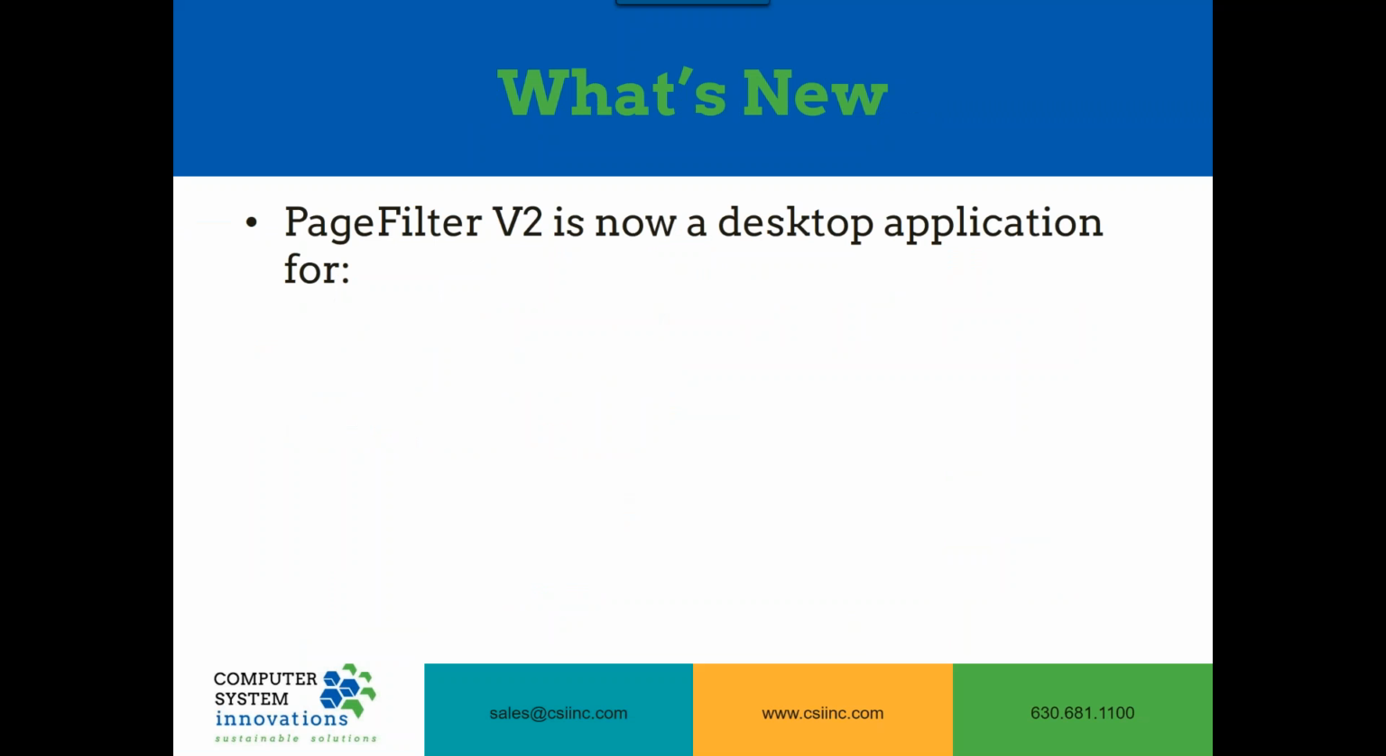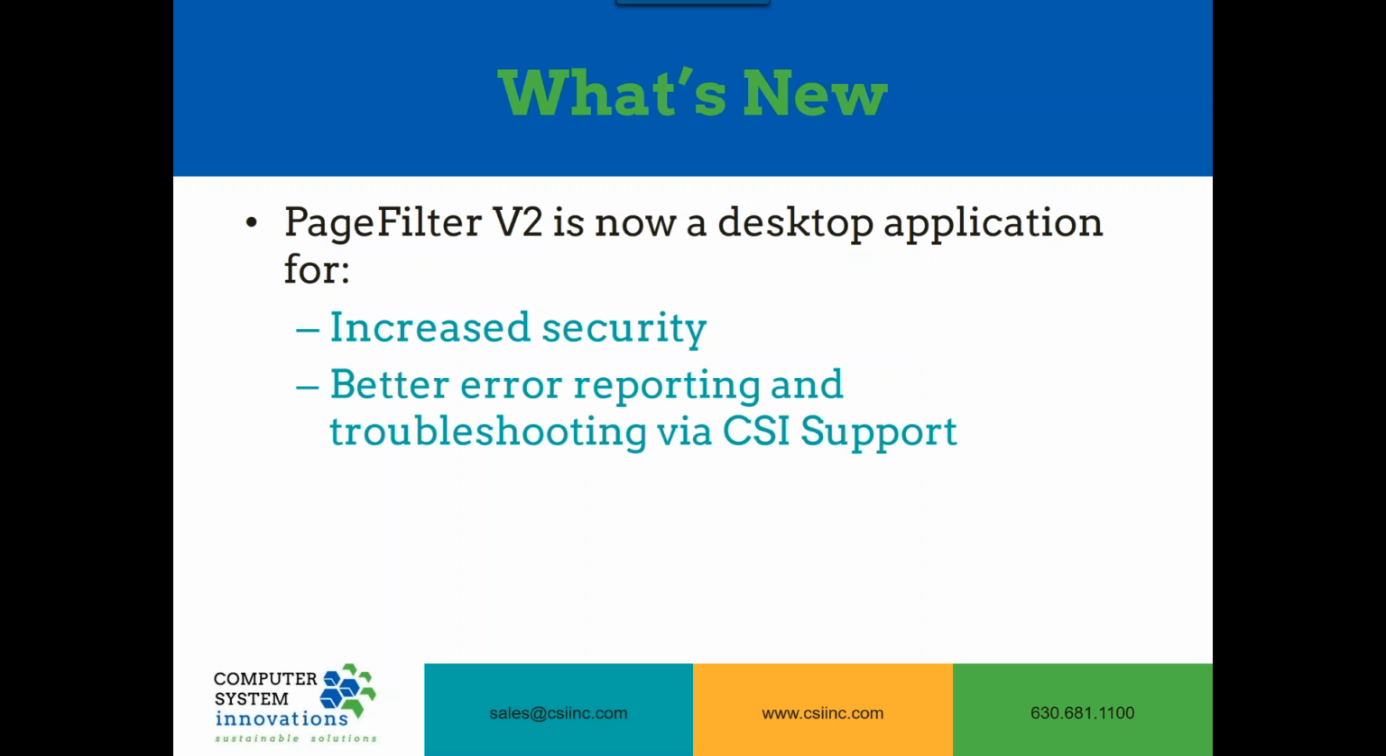So what you've been seeing is PageFilter version 2. That has increased security because it's running as a desktop application. Before, PageFilter was a URL. That's great, and you had to make sure you lock down that URL. And since we can't guarantee you're locking down that URL, we moved it over to a desktop application, which I know sounds weird, but it did allow for increased security. And it allows us some better error reporting and troubleshooting for CSI support. So there were some reasons behind that to move version 2 to an actual application.